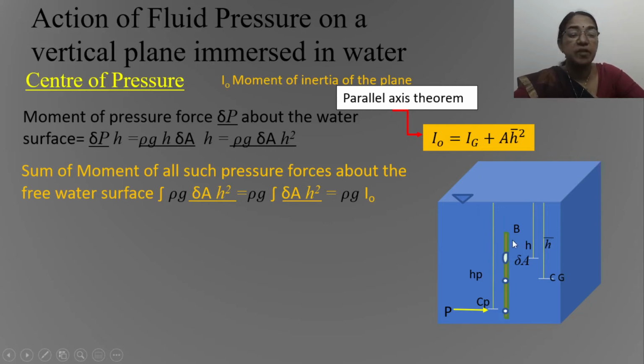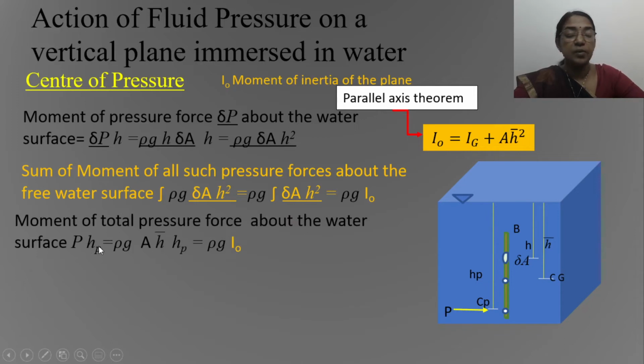Since the pressure may vary from point to point, and the pressure increases when we move down, the total pressure force acting perpendicular to the surface through a point is called the center of pressure. Now, based on the principle of moments, the moment of the resultant force about the free water surface can be written as P into HP. So P is the total pressure force.